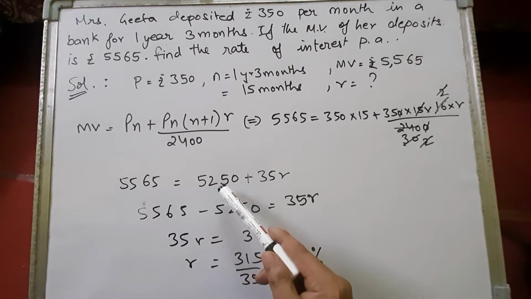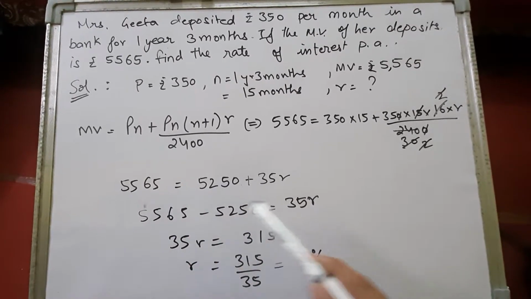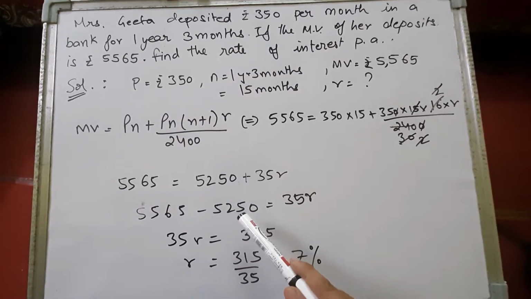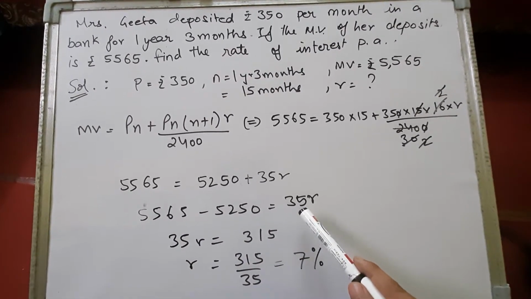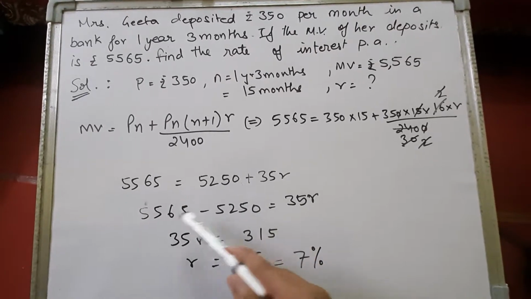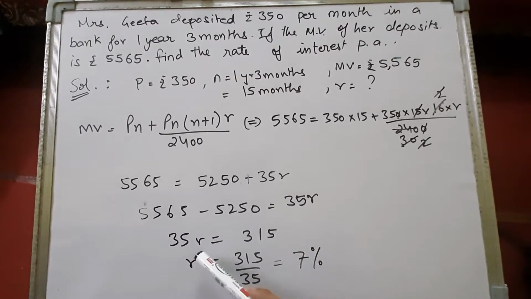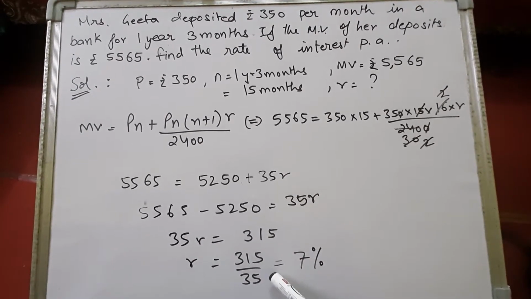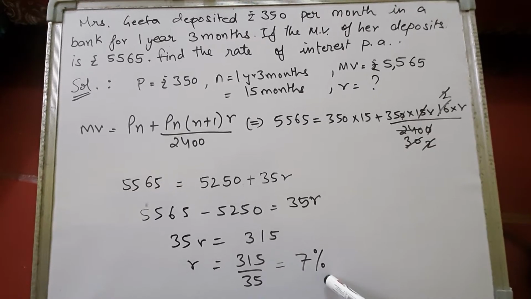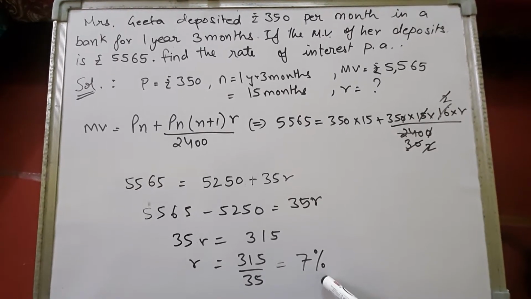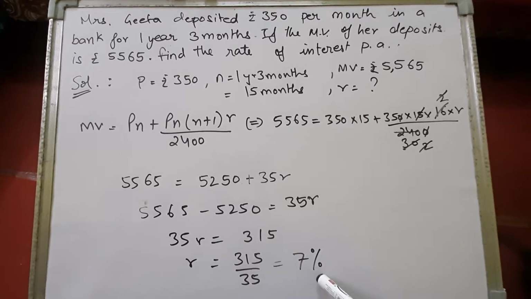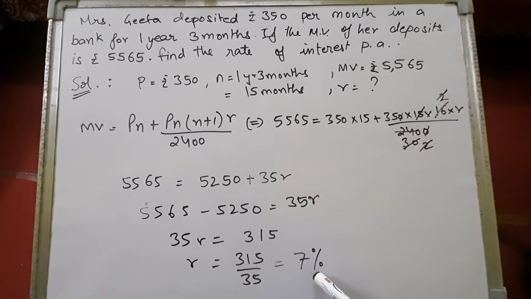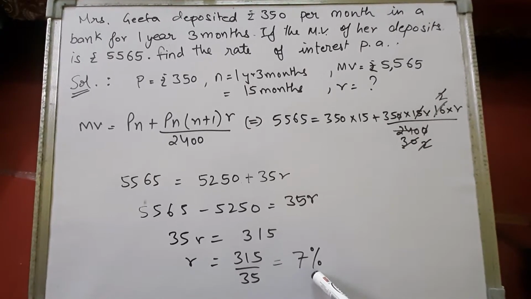Transfer the term 5250 to that side. It becomes 5565 minus 5250 equals 35r. The difference of these two terms is 315. So 35r equals 315. So the value of r will be 315 upon 35, that is 7%. So Mrs. Geeta secured interest at the rate of 7% per annum, after which the maturity value is 5565.